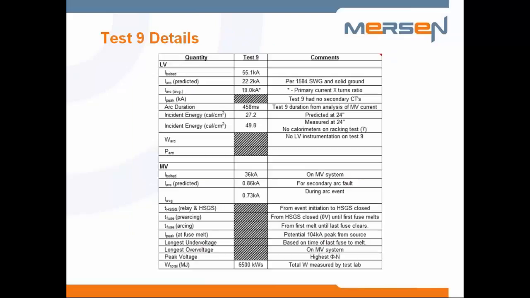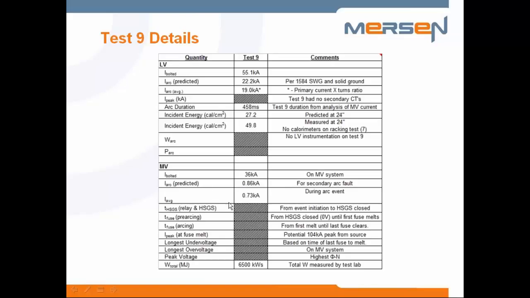And when you look at the test details shown here, we're going to compare it with the high-speed grounding switch test, but notice that the arc duration was limited to about 458 milliseconds. The IEEE 1584 calculation called for 27.2, but with this HCB, the actual measured energy was 49.8, showing that this is, in fact, a valid prediction by the new equations.